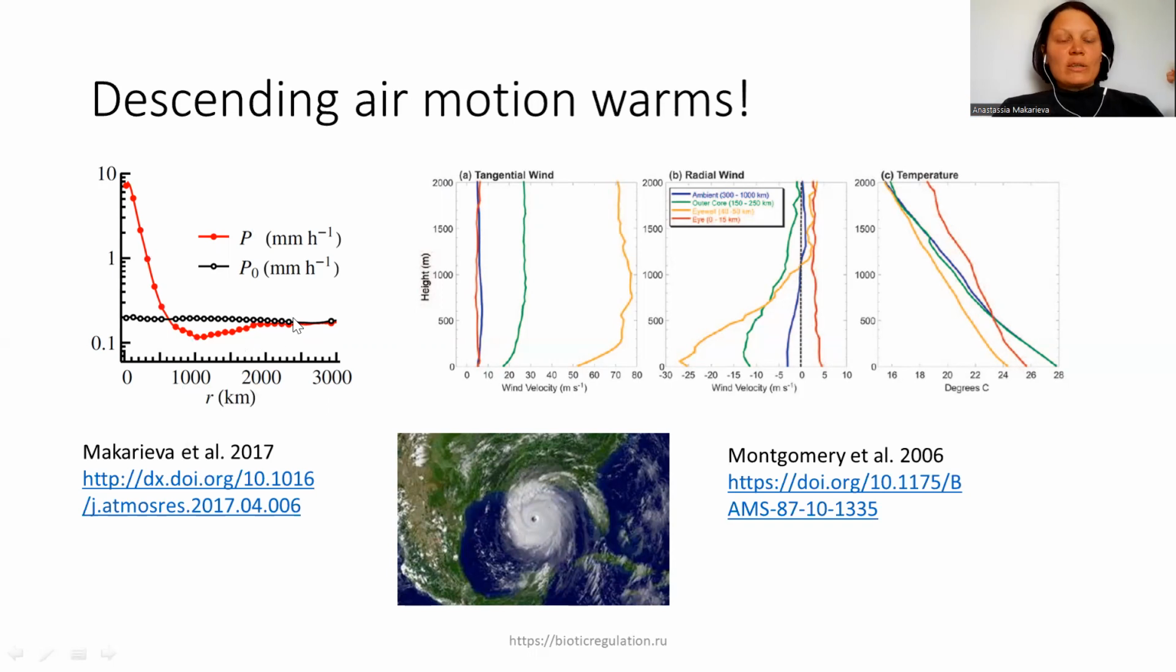And here on the left, you can see the graph from our paper in 2017, which shows how precipitation is distributed over radius from hurricane center compared to its mean value in the absence of hurricanes. So these black circles is precipitation in the absence of hurricanes, and these red circles is precipitation in the presence of hurricanes. And you can see that there is an area around 1,000 kilometers where precipitation is suppressed. And it is suppressed because here we have this descending air motion. So the air descends, and this air brings with it latent heat that was released in the upper troposphere.